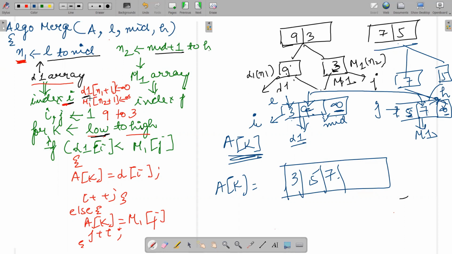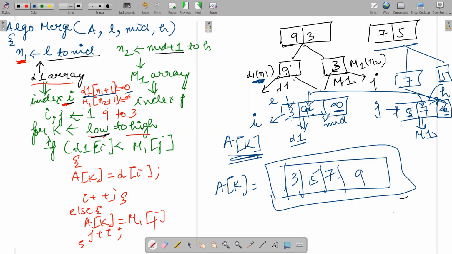So that is why we have written L1[n1 plus 1], which was the counter for one array, as infinite, and M1[n2 plus 1] is an infinite value. So 9 is now compared with infinity. Obviously 9 is lesser. We will put this in the array over here. This is the sorted version. This is known as merge sort.